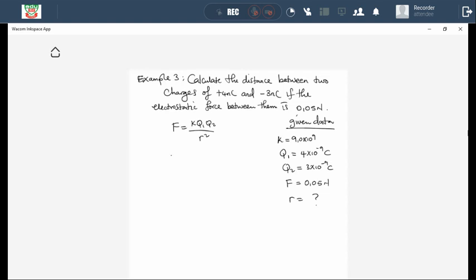F is 0.05, which is equal to my k, which is 9.0 times 10 to the power 9, close. Then my charge 1 is 4 times 10 to the power negative 9, close. My charge 2 is 3 times 10 to the power negative 9, close. Everything over r squared.